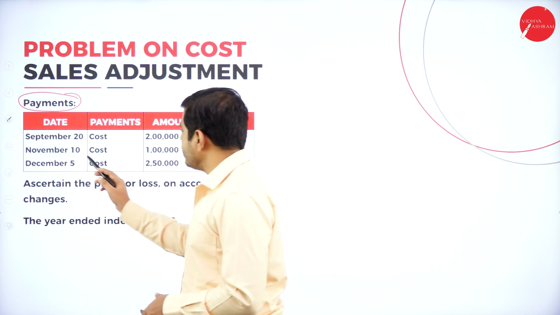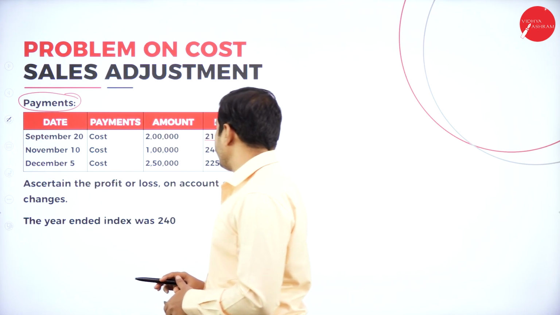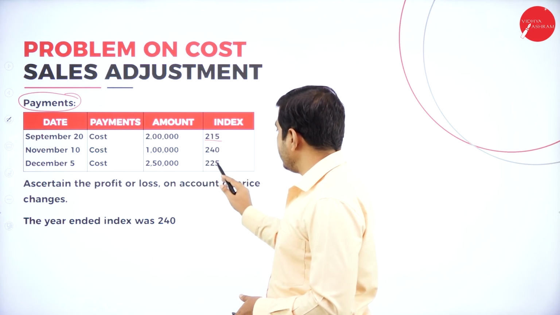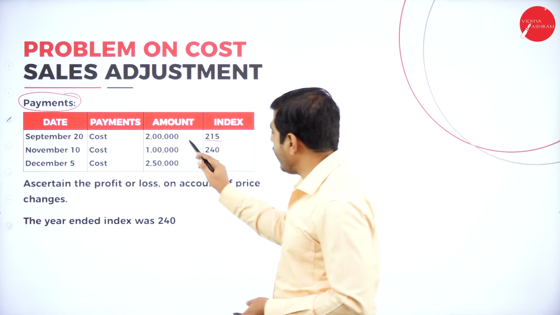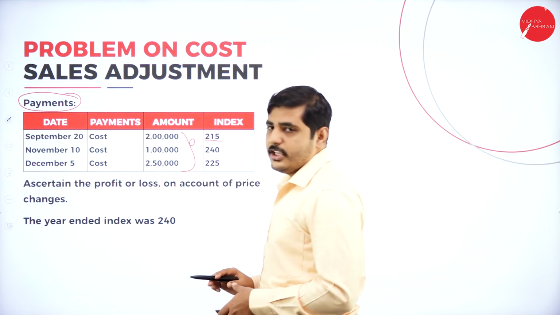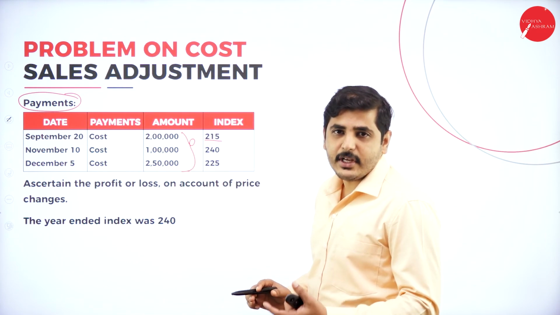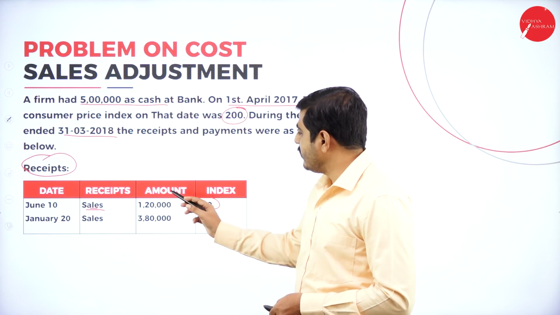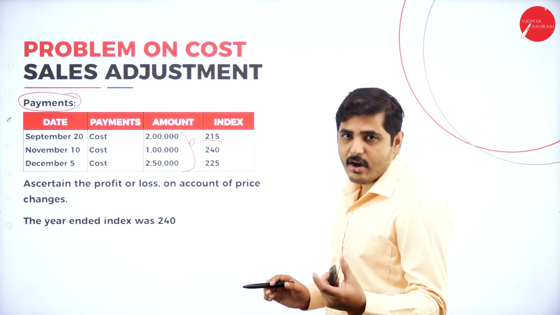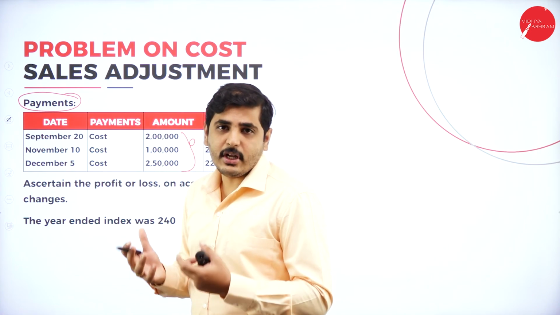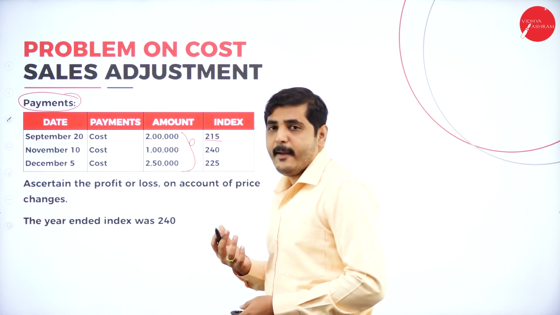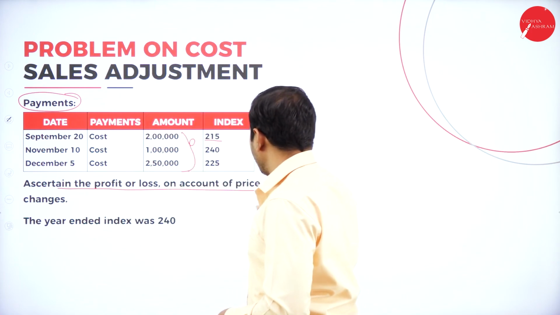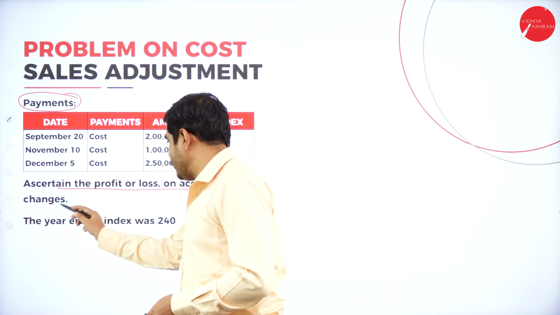240. Again on December 5, the cost price is 2,50,000. This is the cost price, and this is the index. We have to identify that these are all historical prices, or purchase prices while acquiring. This is the price while selling, the price while acquiring, the historical cost. So by keeping the historical cost, we have to identify the present value. Now ascertain the profit and loss on account of price changes.